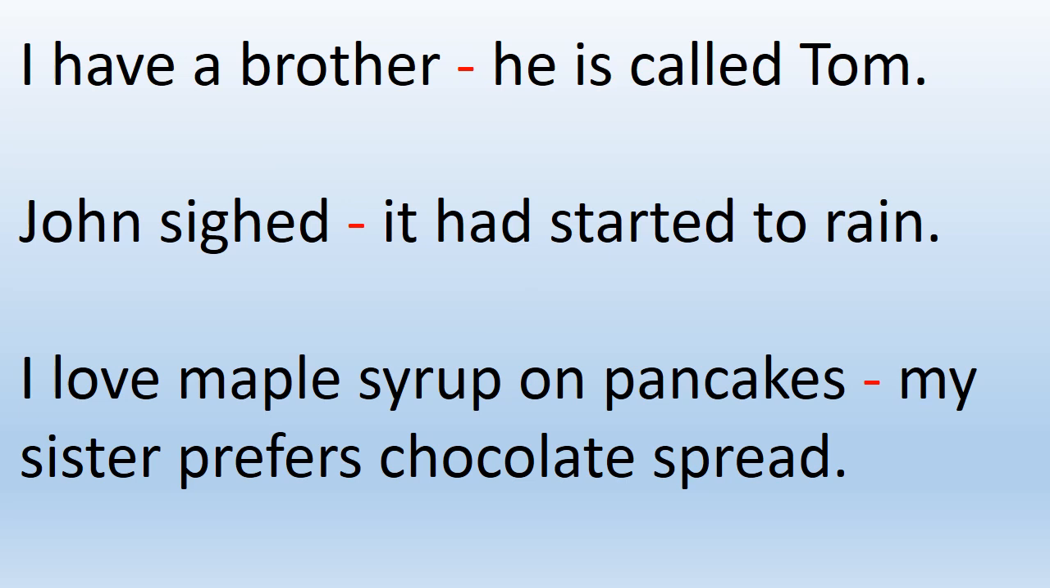Okay. So we can see I have a brother is one clause. He is called Tom. That's one clause. So the dash goes in the middle to split them. And if you have a look at the dash, you can see there's a space between the R in brother and the H in he. So there's a gap either side. Second one, John sighed, dash, it had started to rain. Both sides of that sentence are main clauses. They make sense both sides.